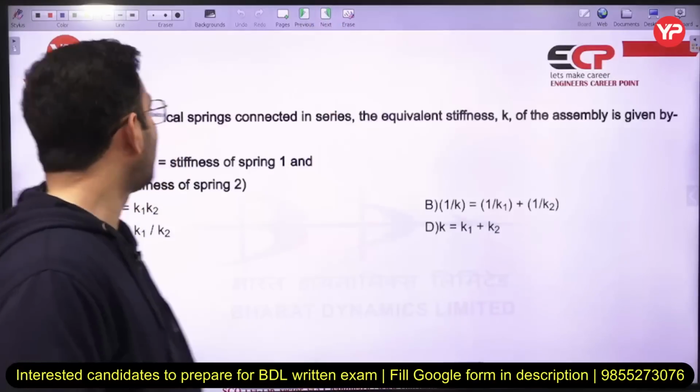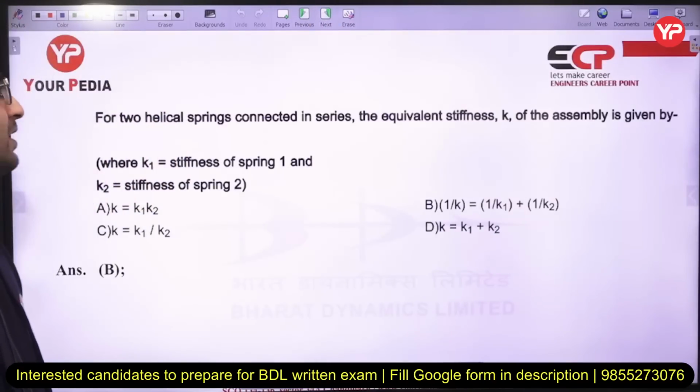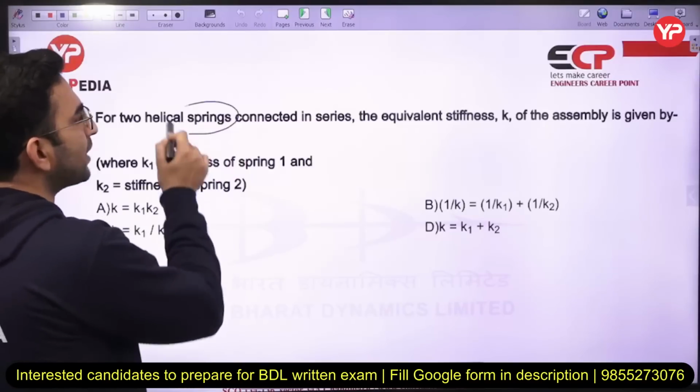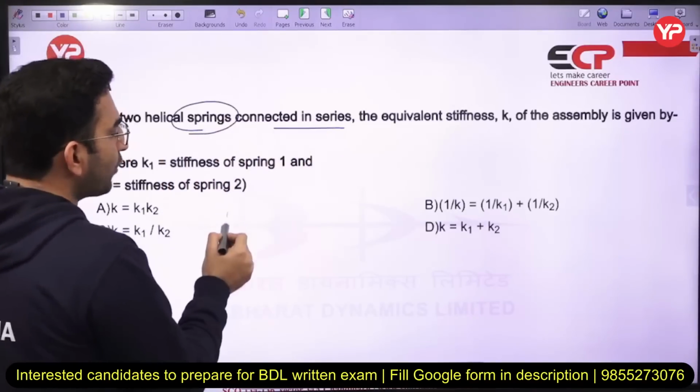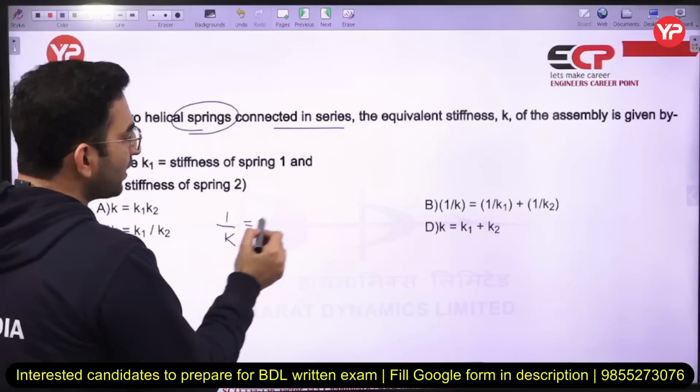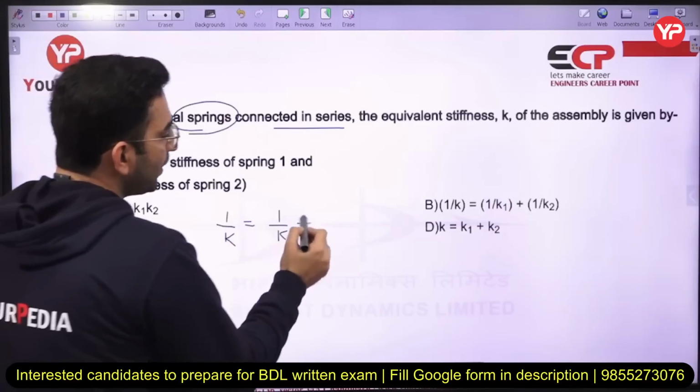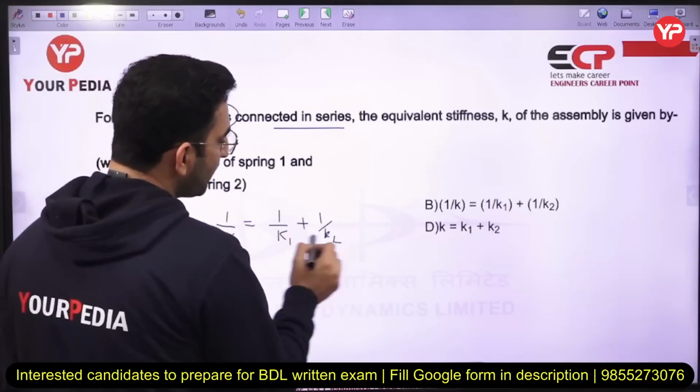Next part. For two helical springs connected in series, the equivalent stiffness K of the assembly is given by. That's a very simple question. We already know that when springs are connected in series, the equivalent stiffness is calculated by 1 by K is equal to 1 by K1 plus 1 by K2. That's a very simple part.